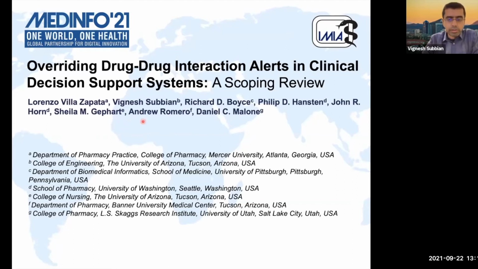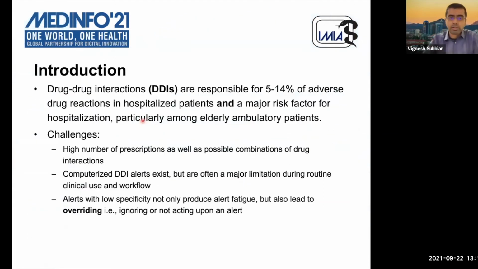This work is focused on drug-drug interaction alerts and clinical decision support systems. So we'll start with a brief introduction to drug-drug interactions, or DDIs, which is the acronym we will use for the rest of the presentation. DDIs are responsible for close to 5 to 14% of adverse drug reactions in hospitalized patients. It's also a major risk factor for hospitalization, particularly among elderly ambulatory patients.